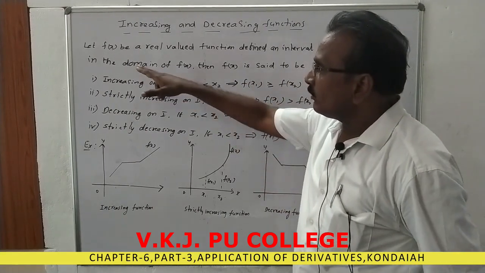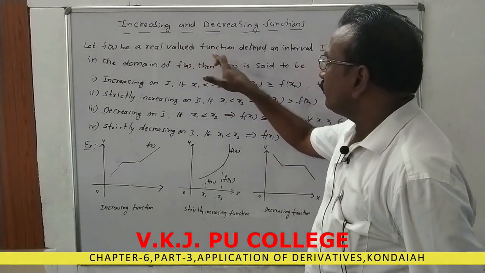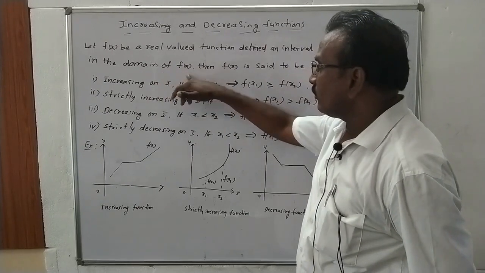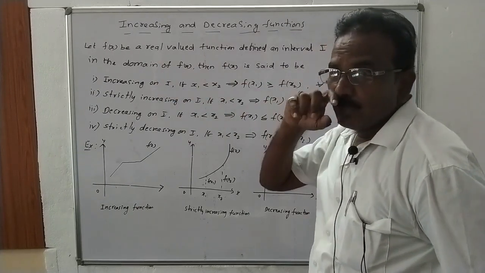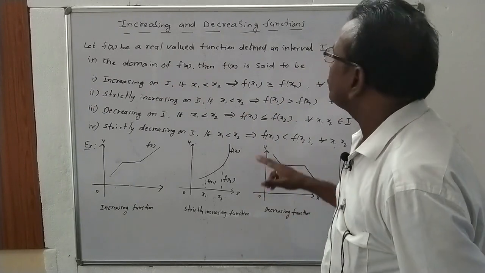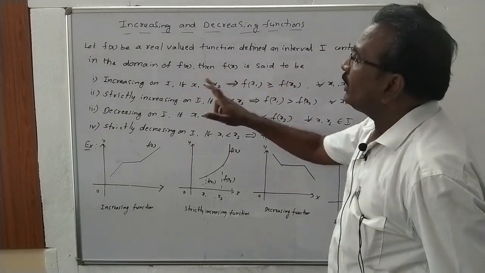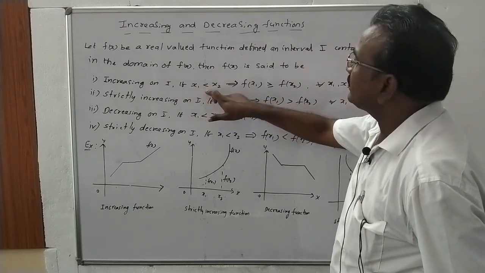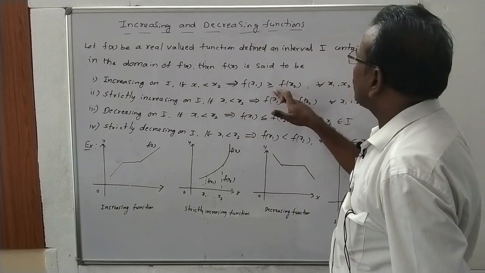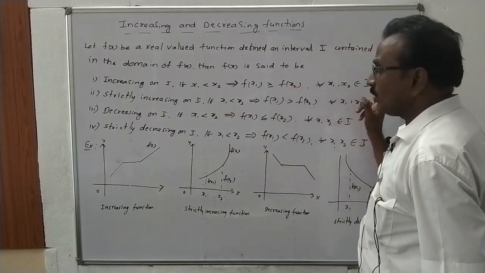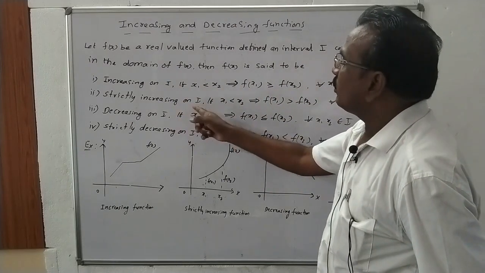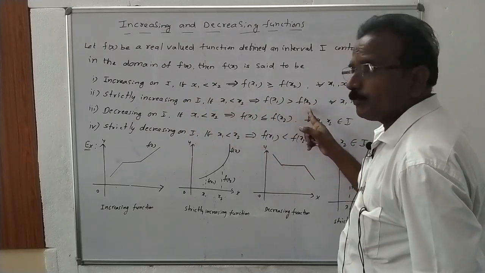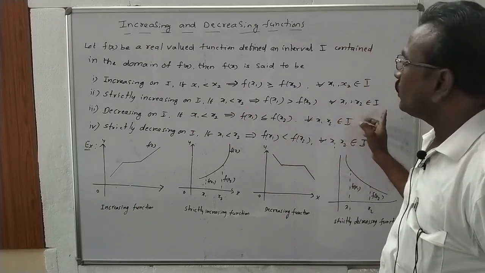What is the definition? The geometrical definition is: let f of x be a real valued function defined on an interval I contained in the domain of f of x. Then f of x is said to be increasing on the given interval I if this condition is satisfied: x1 is less than x2 implies f of x1 is less than or equal to f of x2, for all x1, x2 belonging to I. Strictly increasing on I if x1 is less than x2 implies f of x1 is less than f of x2 for all x1, x2 belonging to I.